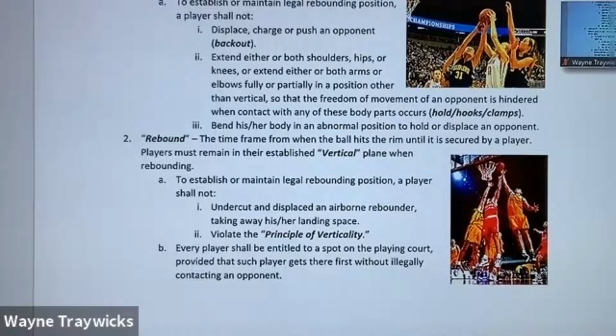The last point that we'll cover is that every player on the floor is entitled to their spot, provided that such player gets there first without illegally contacting an opponent. So when we're officiating rebounding, not only must we understand what area of the floor we should be looking at from all 3 positions, we should now elevate ourselves to having an understanding of what specifically we should be looking for in these areas, and what we should be looking for at both phases of rebounding. Pre-bound, and then the ball hits the rim, comes off the rim, we're going straight to verticality. All right, do we have any questions so far?